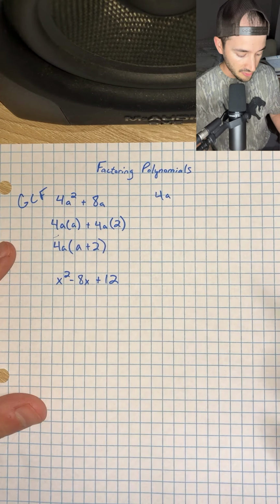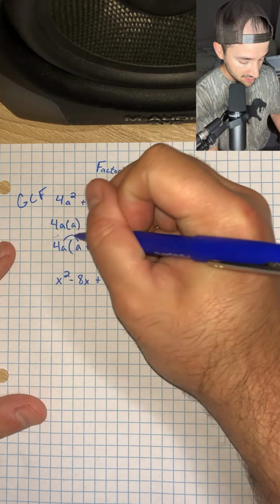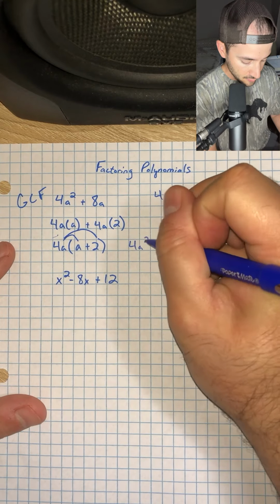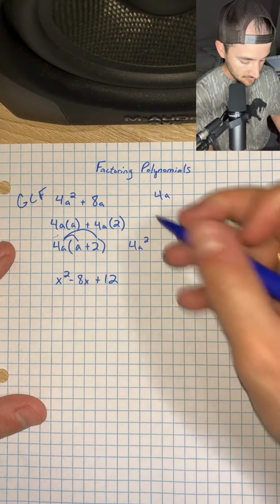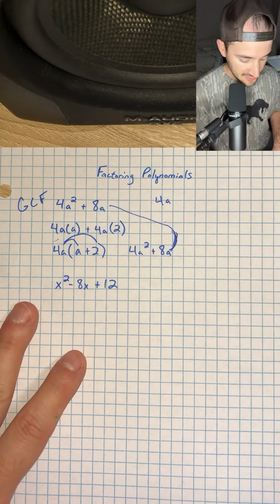Okay, so just to show you that this is equal to what we started with, if we distribute our 4a to both terms, 4a times a is 4a squared, and then 4a times 2 is plus 8a, and that matches, so we're good.